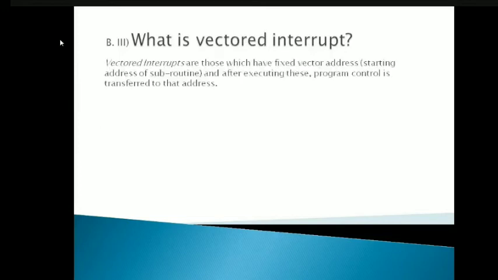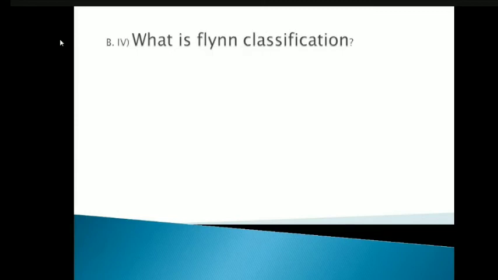What is vector interrupt? Vector interrupts are those which have a fixed vector address, the starting address of a subroutine. After executing this, program control is transferred to that address. Vector address means a particular starting address is given, and the work proceeds from that address. That is the fixed vector address.